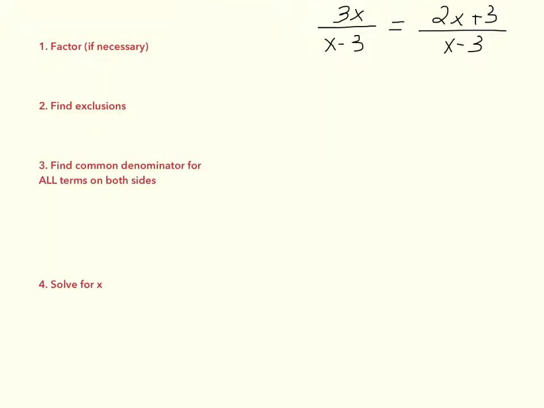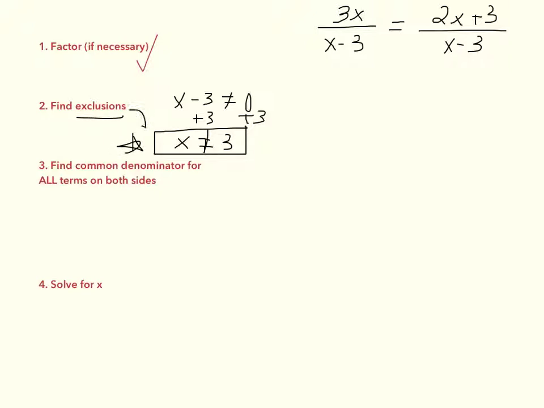So let's do one more example together. So the first thing you want to do is factor, if necessary. We don't have anything to factor. None of these polynomials factor. So we're good on that part. We want to find our exclusions. So we take our denominators. In this case, they're actually already the same. So x minus 3 cannot equal 0. We don't want a 0 on the bottom of a denominator. So we solve for x. So x cannot be positive 3.